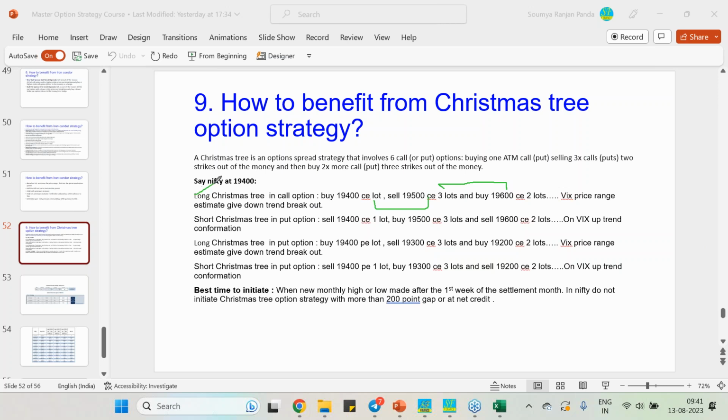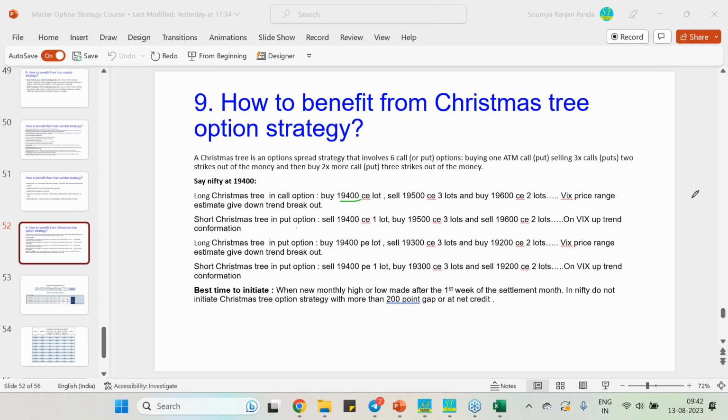When we say long Christmas tree option strategy, why is it called a Christmas tree? The structure of a Christmas tree is mostly triangular, with a wide part and a bottom. So here you are giving a wide wing. It is a wide wing butterfly on one side, and on the other side there is a lower wing. There is the long Christmas tree option strategy and the short Christmas tree option strategy.